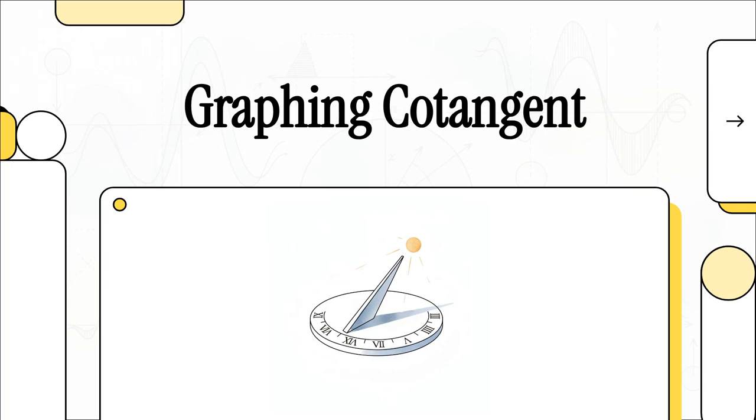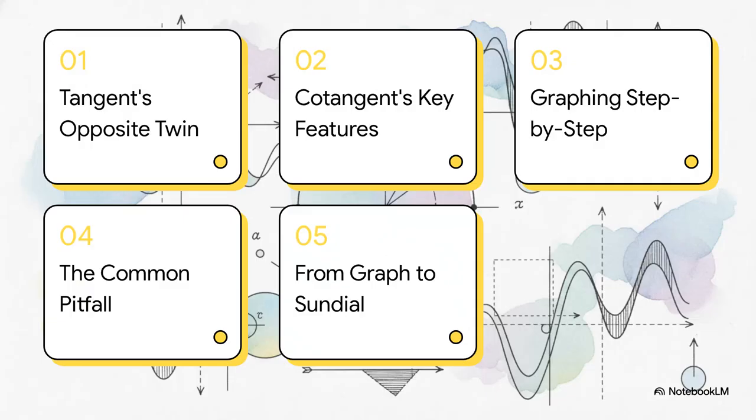All right, so in trigonometry, we spend a ton of time on sine, cosine, and tangent, right? But today, we're going to pull back the curtain on cotangent. Tangent's often overlooked, but super interesting sibling. By the end of this, you'll see exactly how it works, how to graph it, and yeah, even how it can tell time.